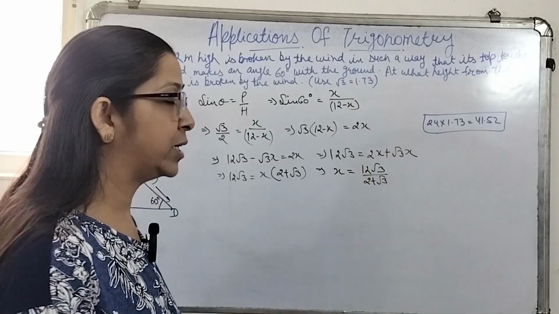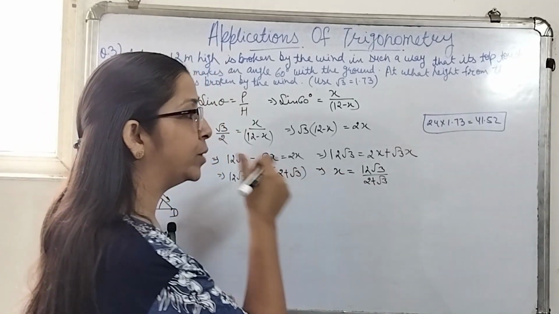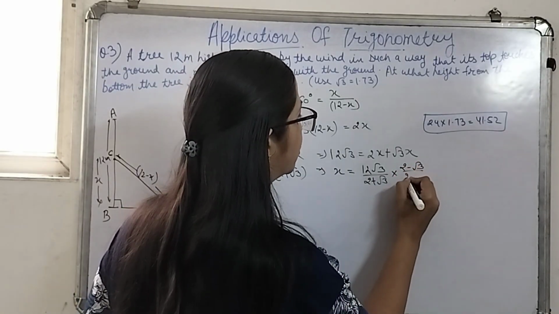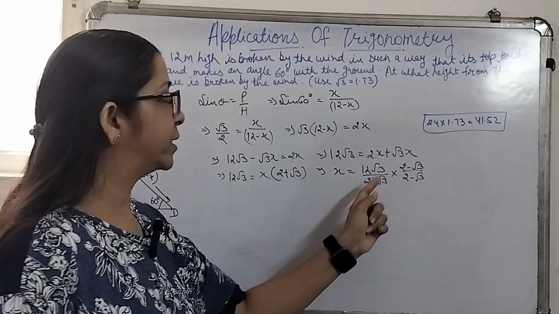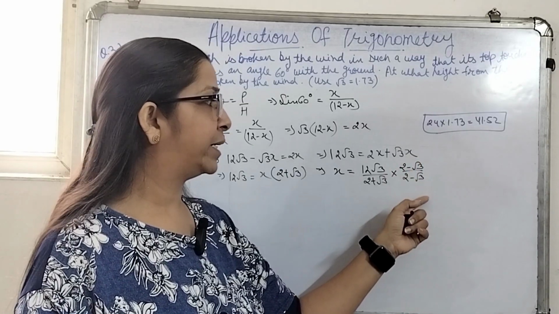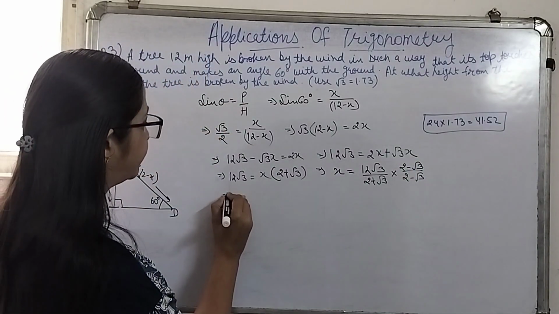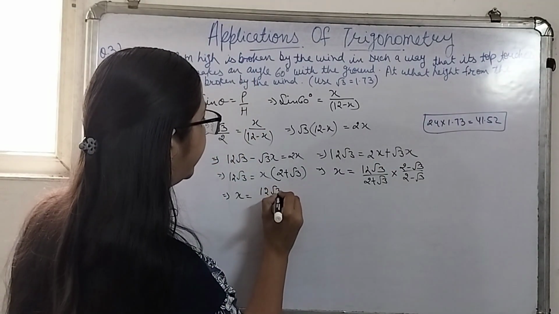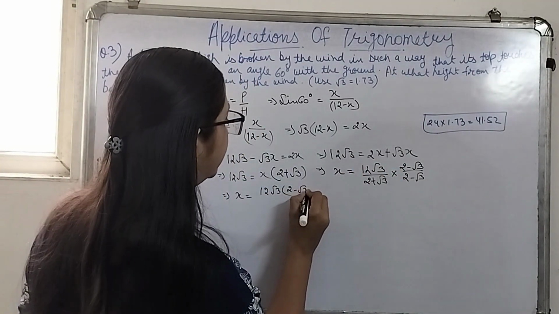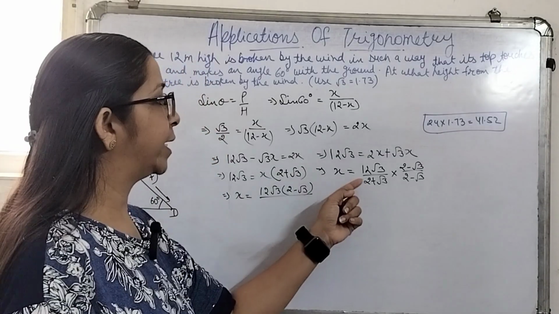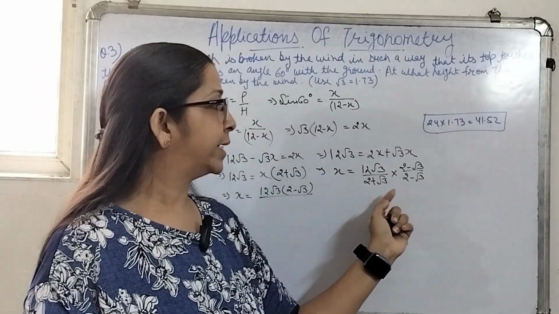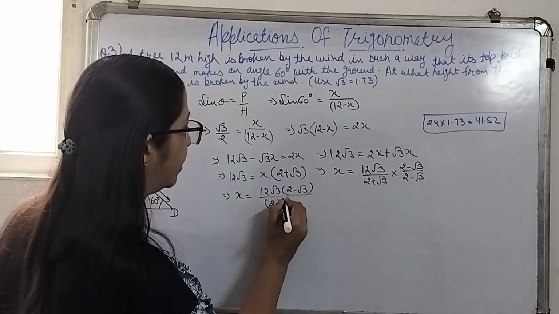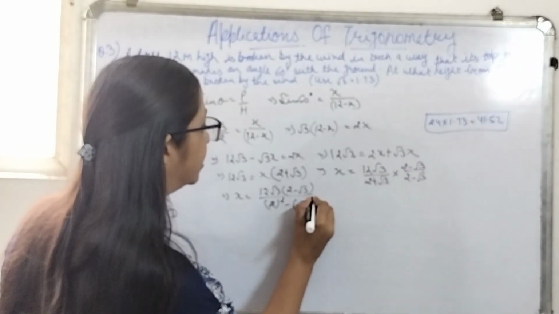Generally we don't take the radical sign in the denominator, so we will be rationalizing it. For that, over here it is 2 plus root 3. For rationalizing, we will be multiplying and dividing it by 2 minus root 3, with the opposite sign. So x is equivalent to 12 root 3 multiplied by 2 minus root 3 divided by, it is a plus b, a minus b. That expansion will be a square minus b square, that is 2 square minus root 3 square.